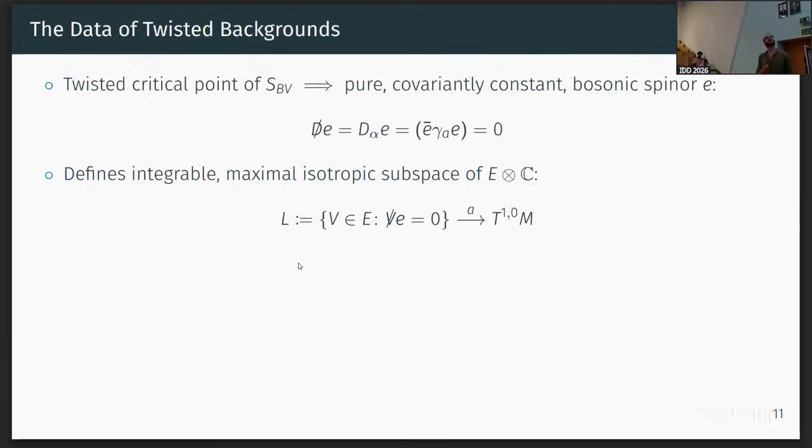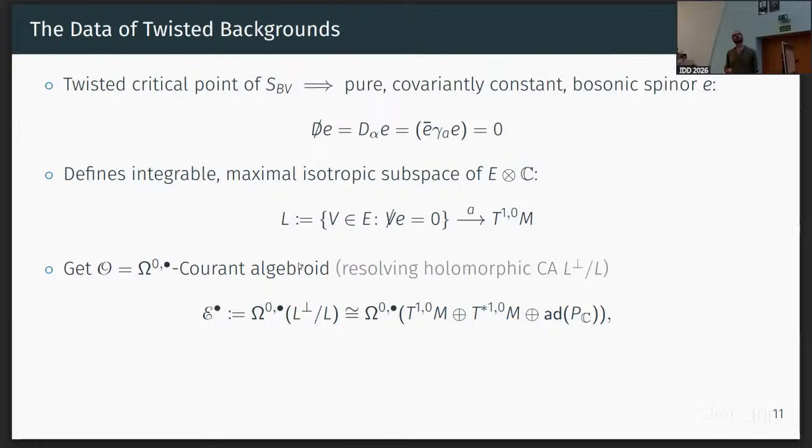So it turns out one of these twisted critical points of this BV action gives you a pure covariantly constant bosonic spinor, meaning that it lives in the kernel of the Dirac operator. It is covariantly constant along the C- directions, and it doesn't generate any vector part. And you can use this to define an interesting subbundle, basically by the annihilators of this bosonic spinor, which already gives you a complex structure on your base, just from this data.